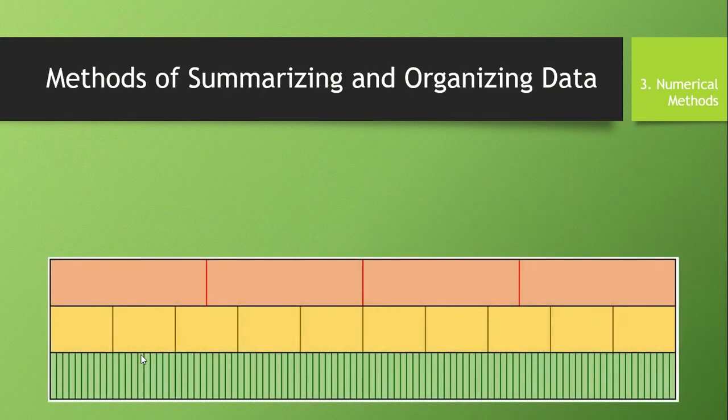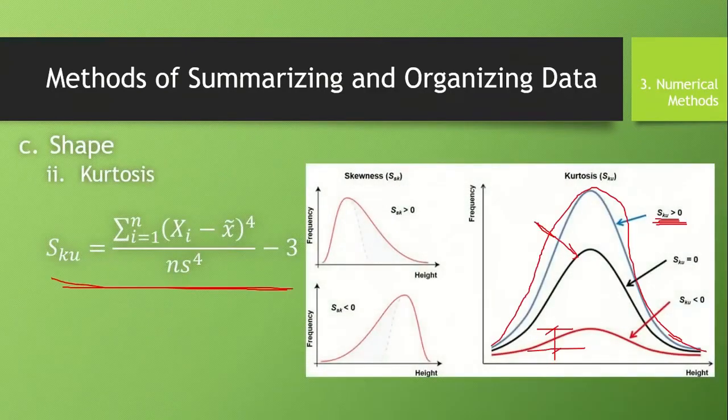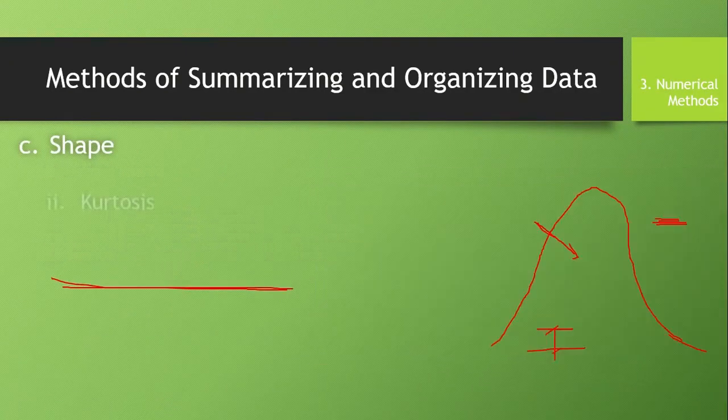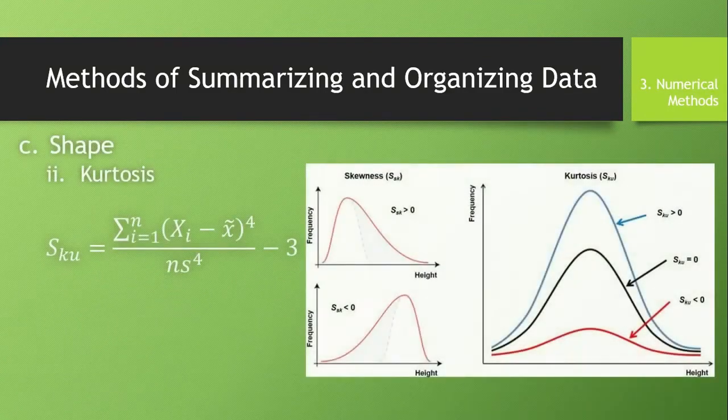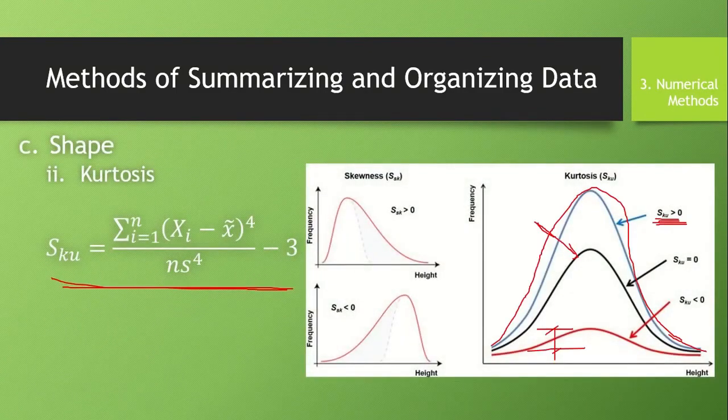So the task for getting the skewness and kurtosis will be given to you. You have these values. You have this formula already. So you'll be tasked to solve for the measures of shape.